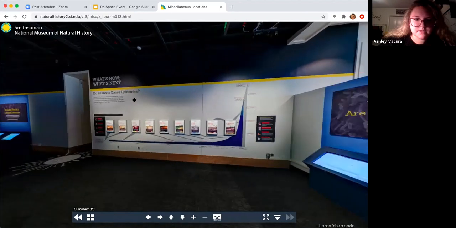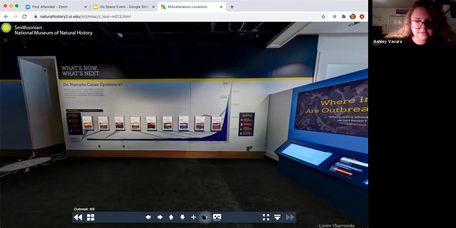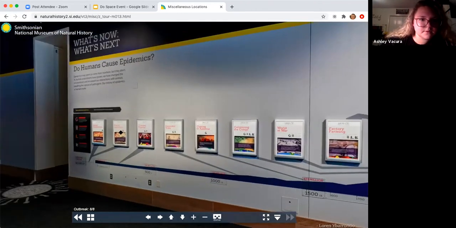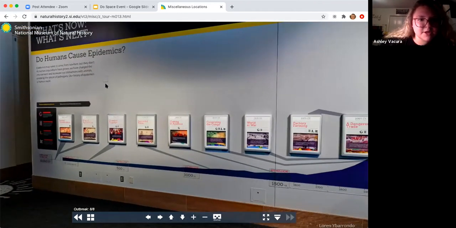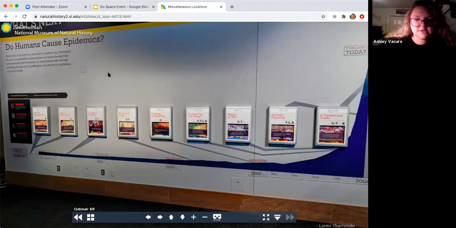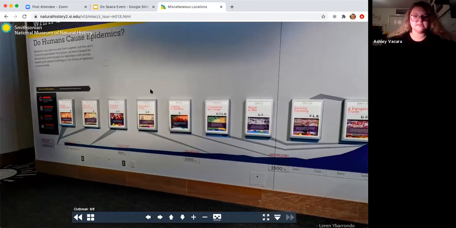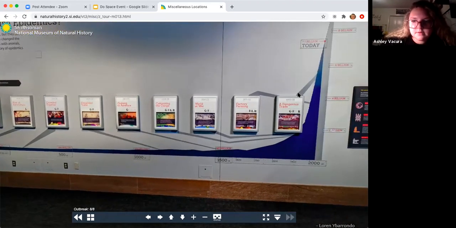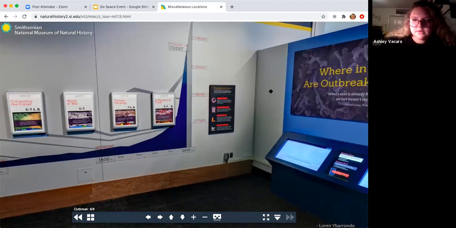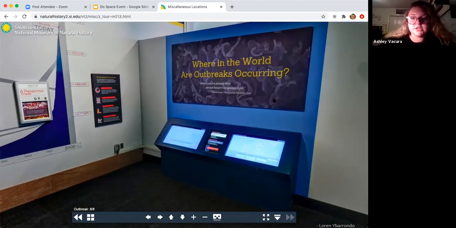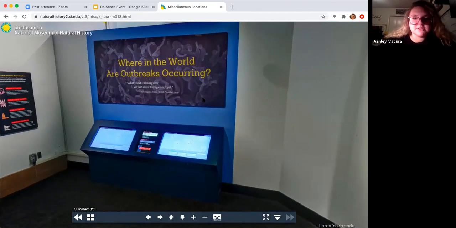And this is cool. It says, do humans cause epidemics? Epidemics may seem to come from nowhere, but they don't. As human populations have grown, we have changed the environment and increased our interactions with animals, enabling the spread of pathogens. Our history of epidemics is human-made. So essentially, we as humans have made these epidemics. A lot of these diseases do originate in animals, but because we have contact with these animals, we are essentially spreading these diseases.